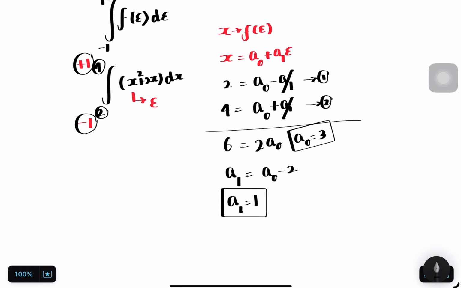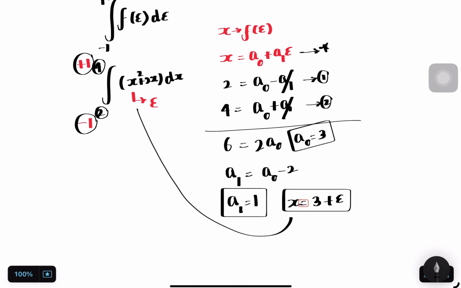Now I can substitute the values of a0 and a1 back in the star equation. I will be getting x is equal to 3 plus epsilon. So I have got an expression for x in terms of epsilon. Now all I have to do is take this value of x and substitute it here, and I will be putting the limits between -1 to 1 because that is the boundary condition. Very simple.